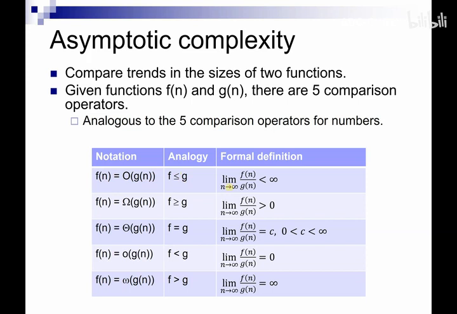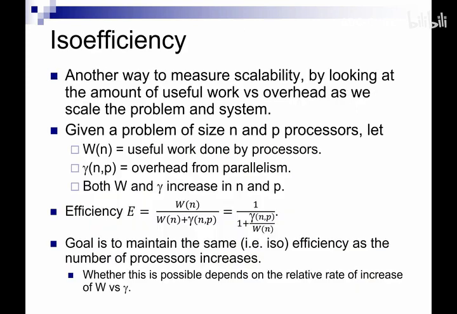Okay, so the formal definition would be that as you make n very large, this quotient over here is bounded. We also have that f can be big omega of g, and this basically means that f is at least as large as g. And then we have these other expressions over here. f is theta of g intuitively means that f is equal to g. Little o means that f is strictly less than g, and little omega means that f is strictly larger than g. So this is our notation for comparing the sizes of two functions.